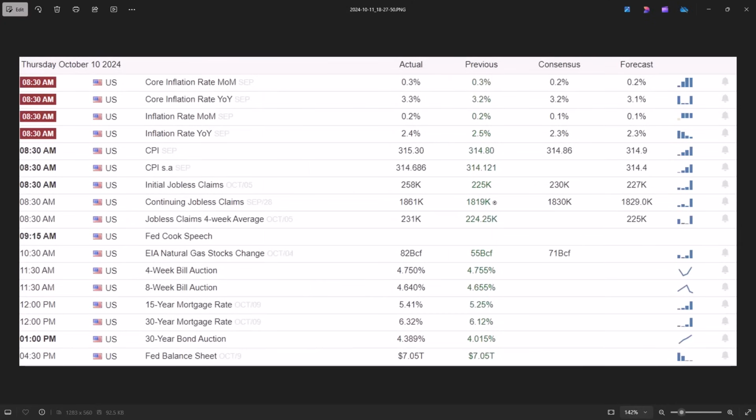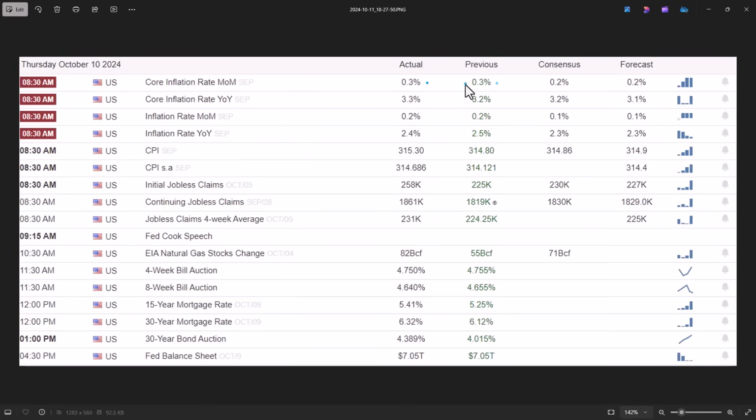Let's get to the data because the data told us a lot. So core inflation is without food and energy. Just so we know, month over month, the consensus was 0.2. Previous was 0.3 and the actual is 0.3. Now this is good for a couple reasons. You are reinflating. Now you'll say, well, why is that good that inflation hasn't gone away?